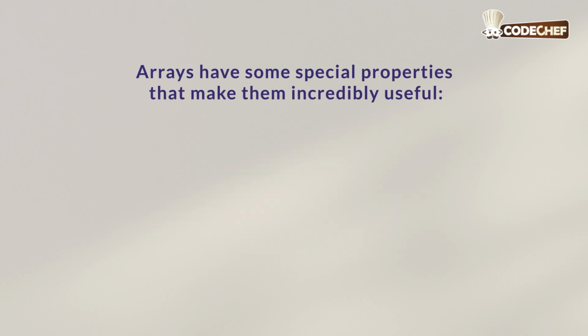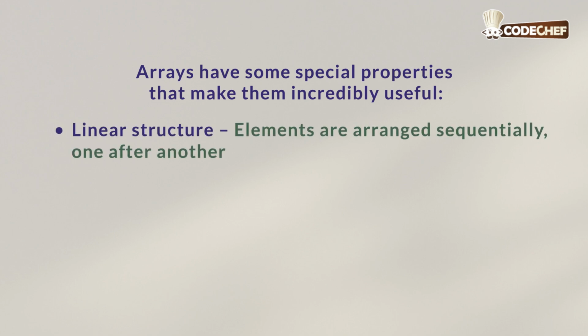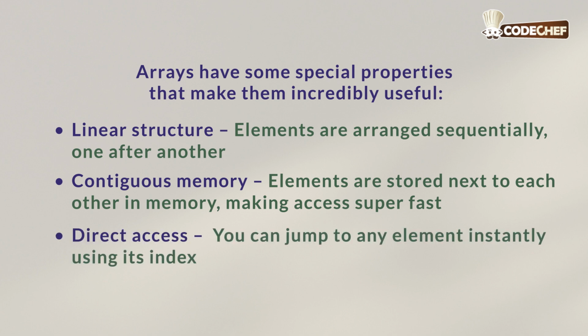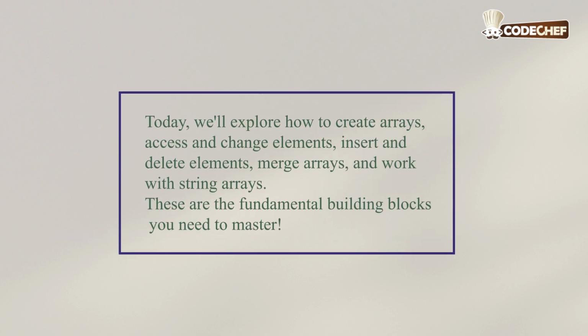Arrays have some special properties that make them incredibly useful. Linear structure: elements are arranged sequentially, one after the other. Contiguous memory: elements are stored right next to each other in memory, making access super fast. And direct access: you can jump to an element instantly using its index. Today we'll explore how to create arrays, access and change elements, insert and delete elements, merge arrays and work with string arrays. These are the fundamental building blocks you need to master.